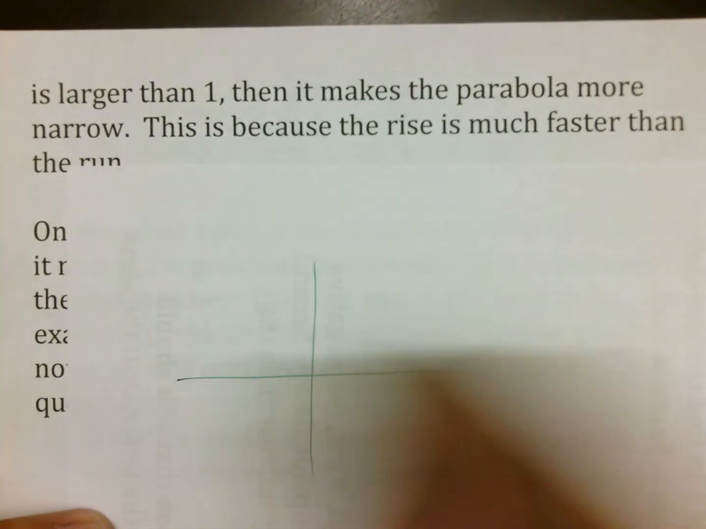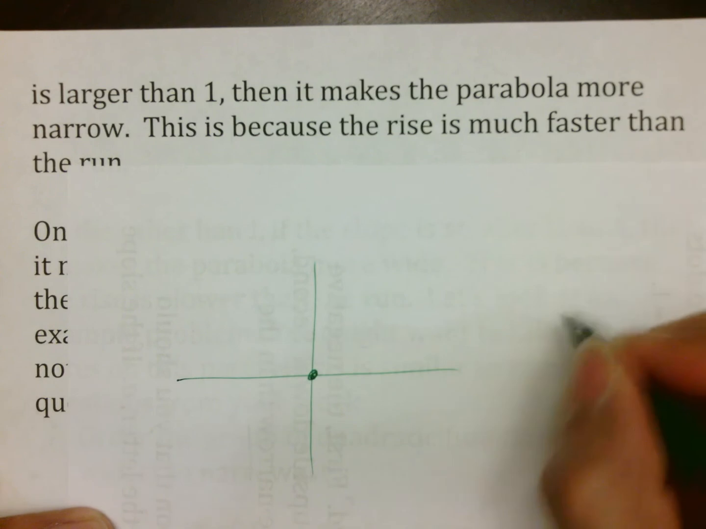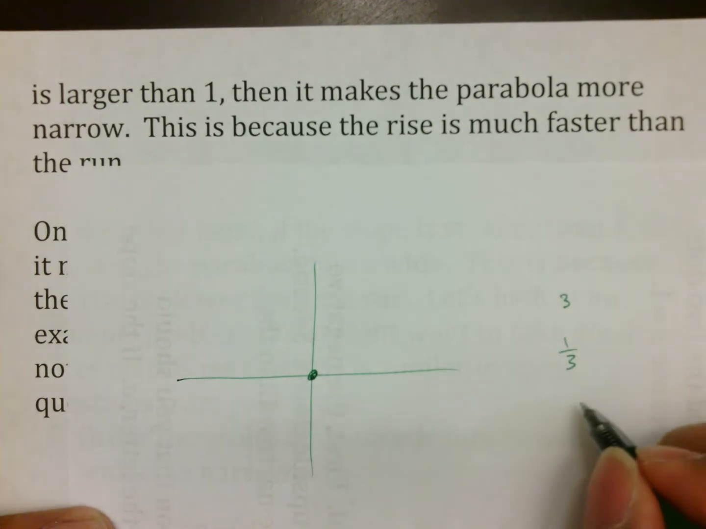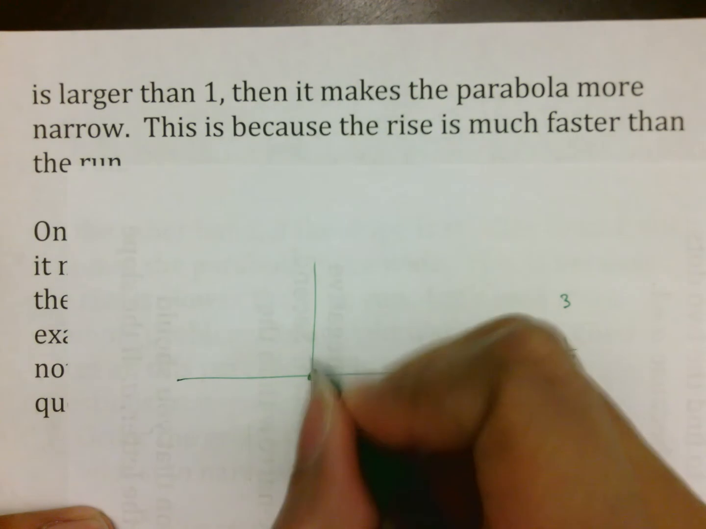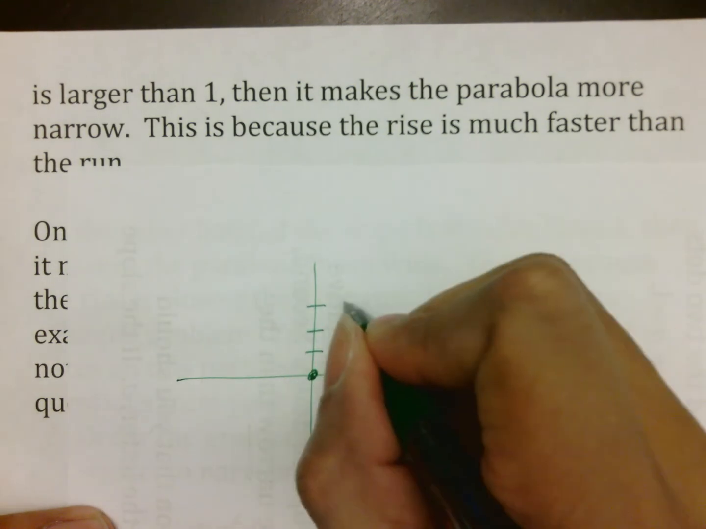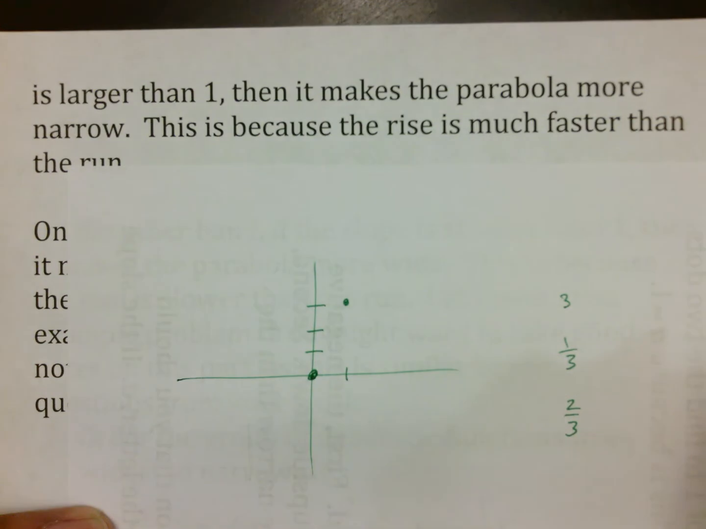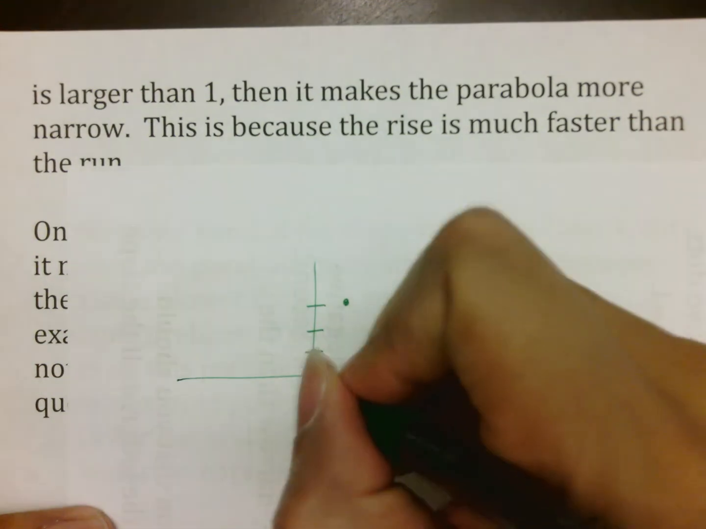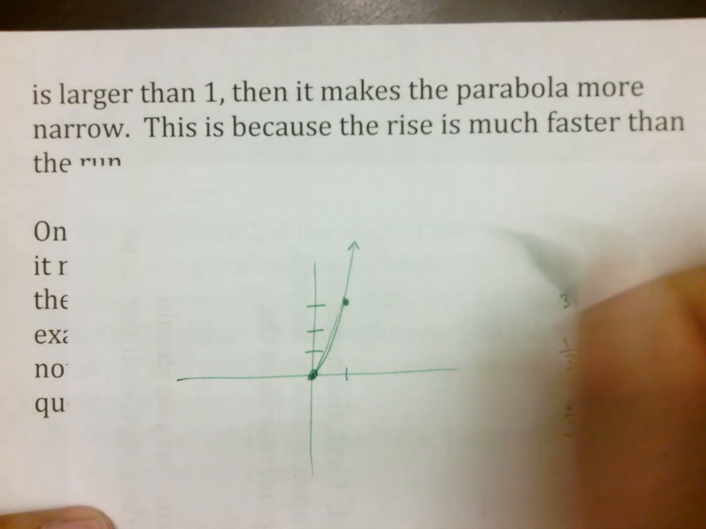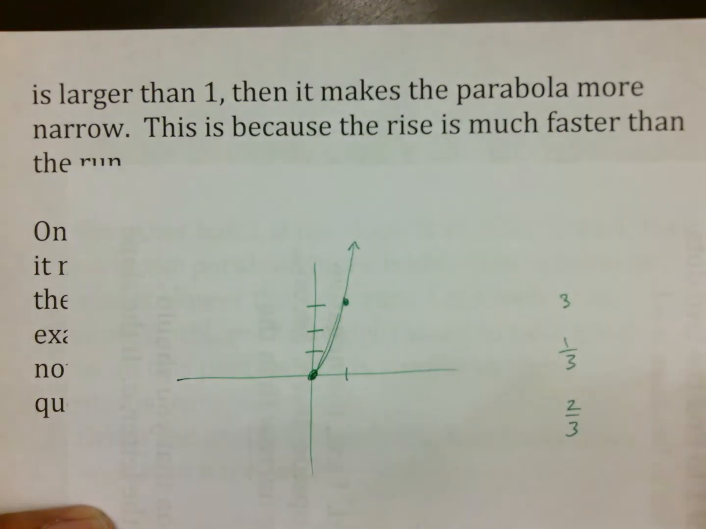If I was to start from here, and let's do a slope of 3, a slope of 1/3, and a slope of, I don't know, 2/3. Slope of 3 means I would, from this dot, go 1, 2, 3 up, 1 over. That would be my dot. Alright, so imagine a parabola that goes through that would be something like this. Alright, so of course it'd be reflected on both sides.